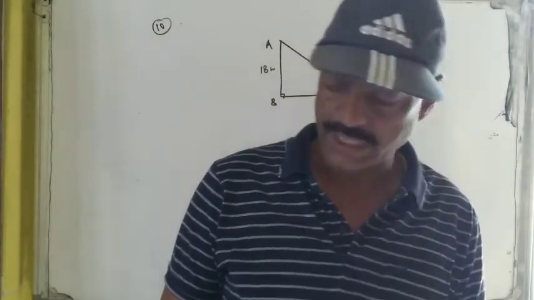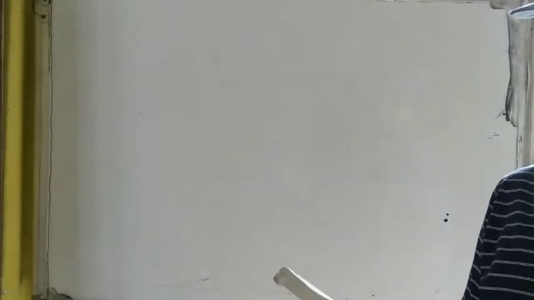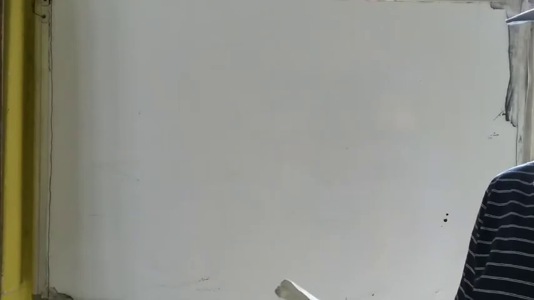Now question number 11. An aeroplane leaves an airport and flies due north at a speed of 1000 km per hour. At the same time, another aeroplane leaves the same airport and flies due north at a speed of 1200 km per hour.